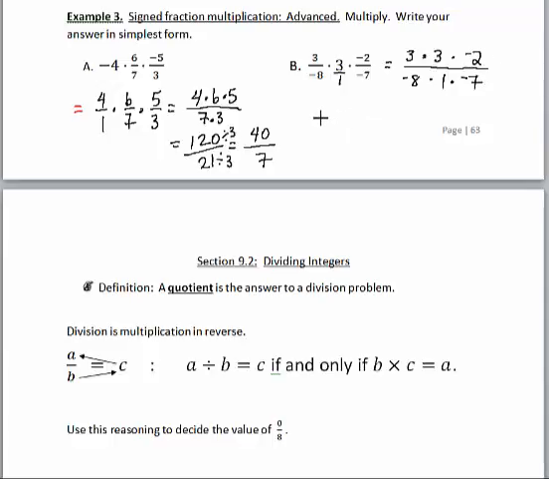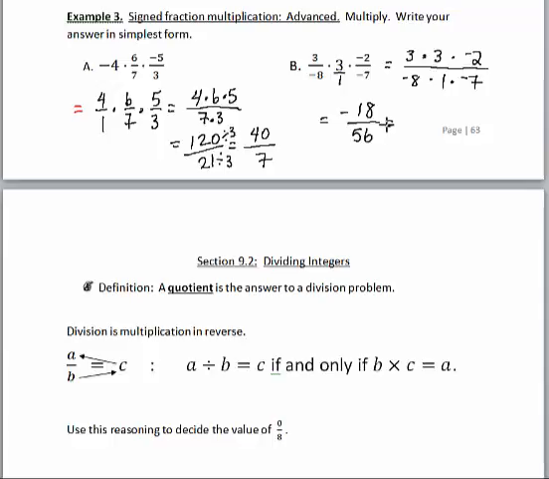But once again, we've already worked out the sign. I know it's going to be negative because I count 1, 2, 3 negatives. That's an odd number of negatives. And then on the top I have 3 times 3 is 9, times 2 is 18. And 8 times 7 on the bottom is 56.